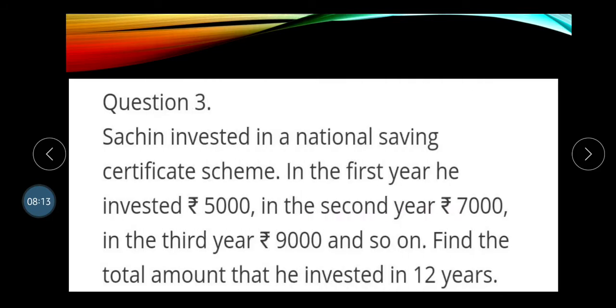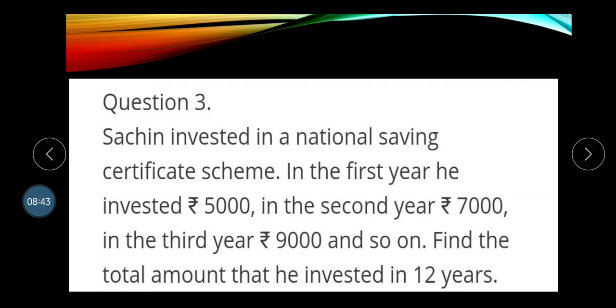Question number 3. Sachin invested in a national savings certificate scheme, that is in short we say as NSC scheme. This is in post office, you can see, and also in banks. In the first year, he invested rupees 5,000, in the second year 7,000, and in the third year 9,000, and so on. Find the total amount he invested in 12 years.